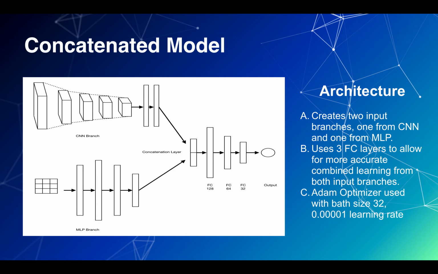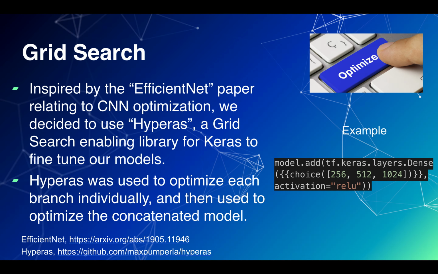And the concatenated model, which uses another set of fully connected layers to compress data before the regression, but uses the 2 branches themselves as input. And we used the Adam optimizer with a 32 batch size and the learning rate shown here. Finally, we used grid search. We used the HyperOS library, which is a HyperOpt implementation using Keras, and we optimized using grid search for each of the 2 branches, and finally optimized the concatenated model itself. And this was inspired by the EfficientNet paper, which uses grid search to optimize.